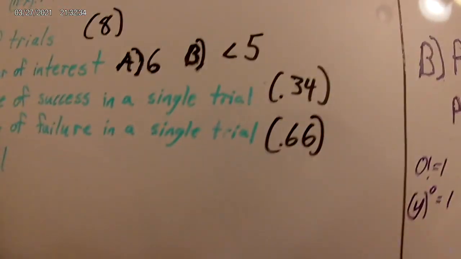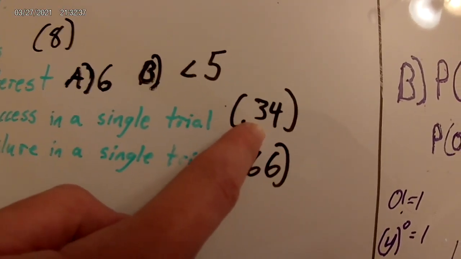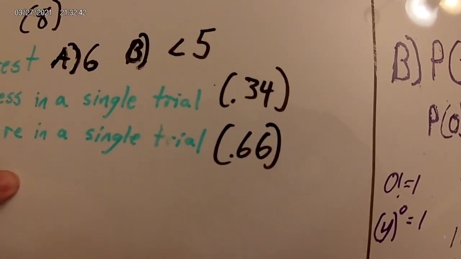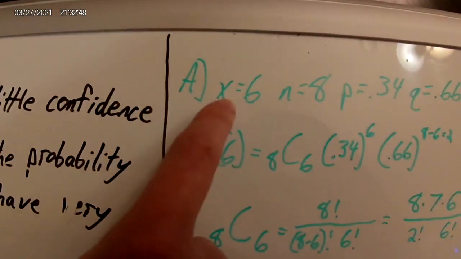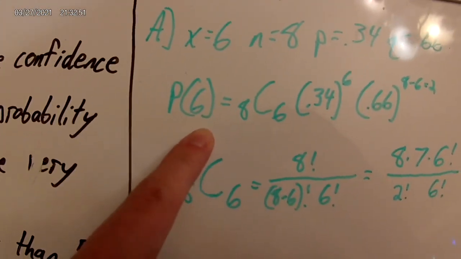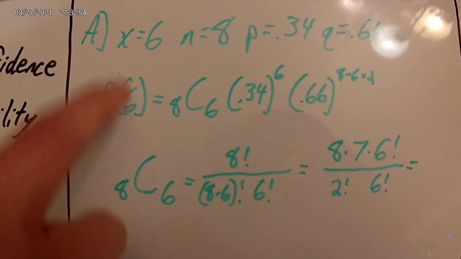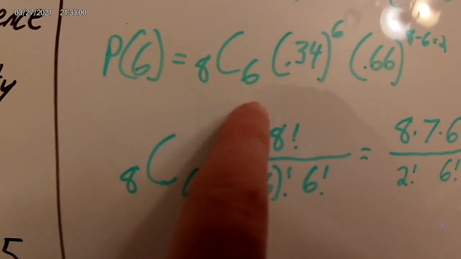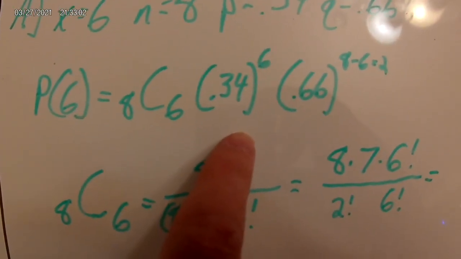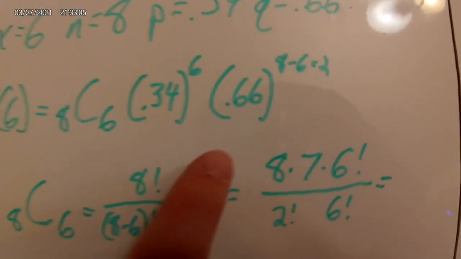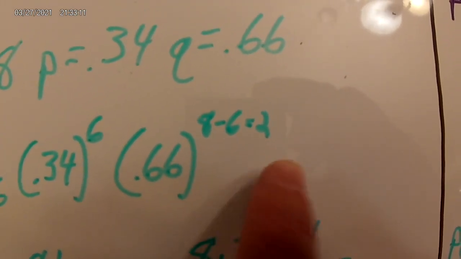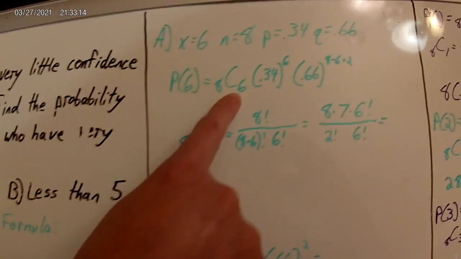For this problem, the chance of success they gave us is 34%. Just take 1 minus 0.34 and you get 0.66, so that's the chance of failure. Okay, so we're going to start out with part A, where we want to know the probability that it's exactly 6. So x is 6, n is 8, that's the sample size they gave us, so it's 8C6 times 0.34 to the x, which was 6, times 0.66 to the n minus x, so 8 minus 6, which is 2.